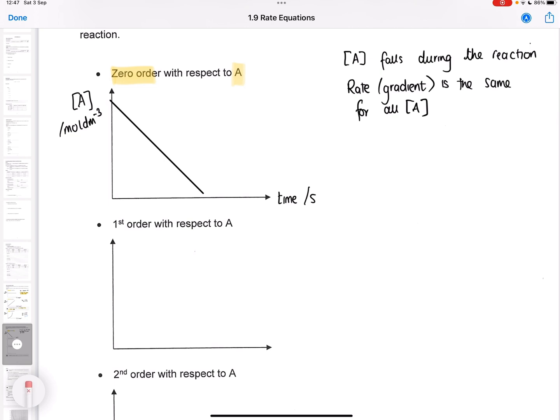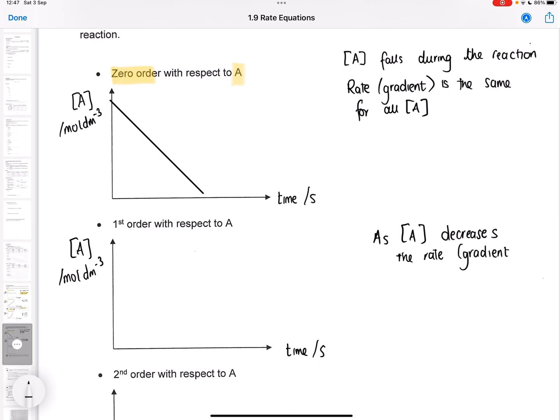Now if our graph is first order with respect to A, so again we're going to plot concentration time graph, so concentration against time, then what we'll see is that the rate will change as the concentration of A decreases. The rate will also decrease. And remember that the rate is the gradient. And it will decrease in the same sort of proportions, but that's quite hard to think about on the graph. What we know is that it's going to start off at high concentrations and be faster, so steeper, and then it's going to curve and it's going to level off, okay?